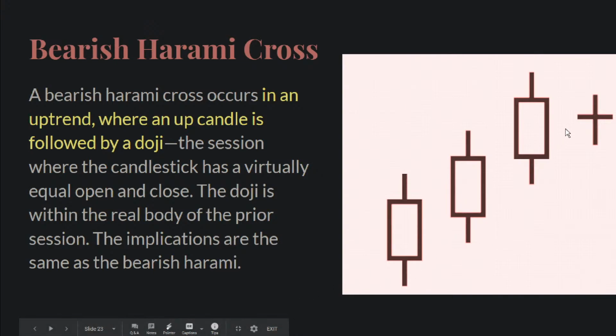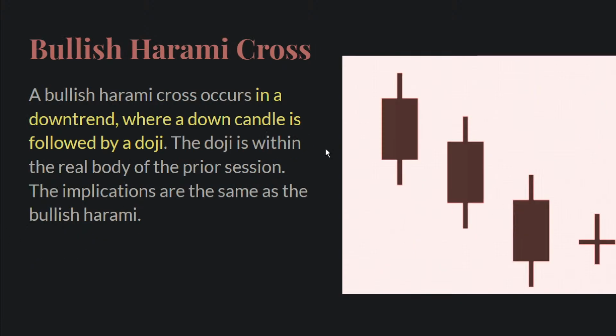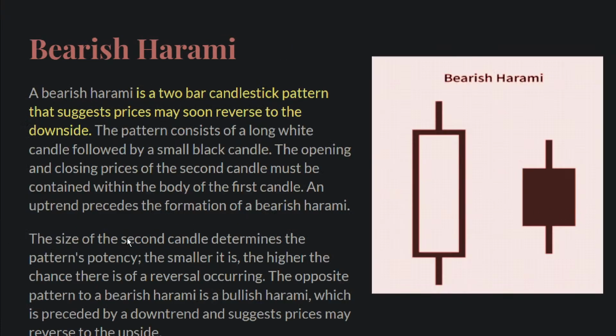And basically, we're coming from an uptrend, and we have a small doji within the last candle of our uptrend there. So a bearish Harami occurs in an uptrend where an up candle is followed by a doji, a session where the candlestick has virtually opened at its close. Basically, that's the doji, and the doji is within the real body of the prior session here. So the implications are the same as the last one that we looked at there. So you can see the difference.